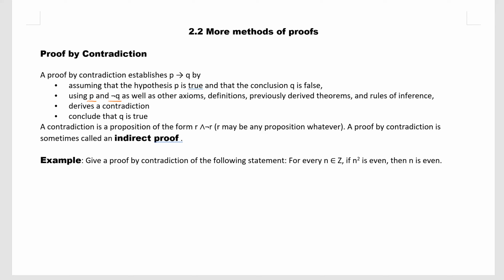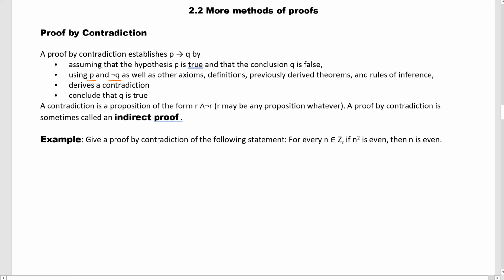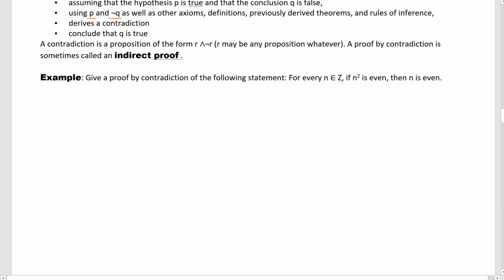R may be any proposition. This is impossible, because we cannot have R and not R at the same time. They're opposites, okay? A proof by contradiction is sometimes called an indirect proof. Let's look at the following example. Give a proof by contradiction of the following statement: for every n in Z, the integers, if n squared is even, then n is even.